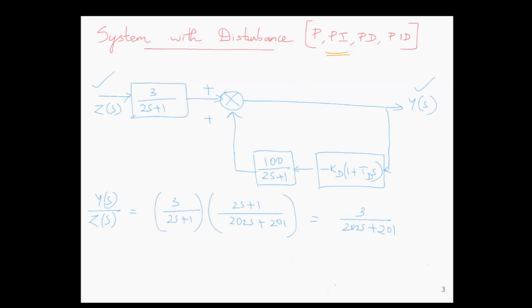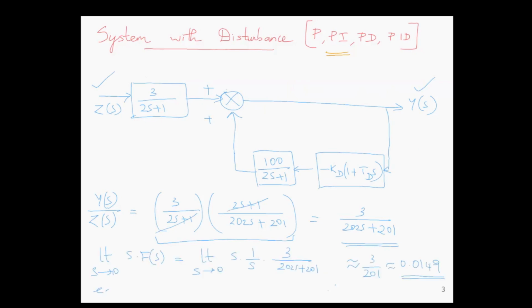After multiplication, the two blocks in series, 3 divided by 2s plus 1 and 2s plus 1 divided by 202s plus 201, give 3 divided by 202s plus 201. So this is the entire transfer function between the output and the disturbance input.